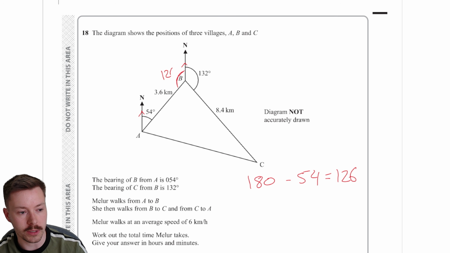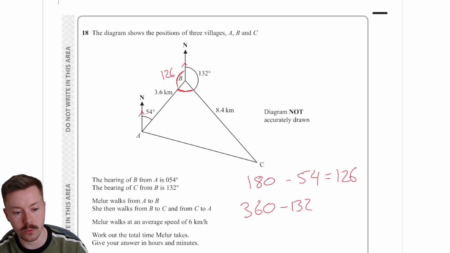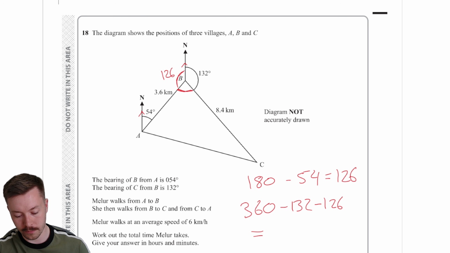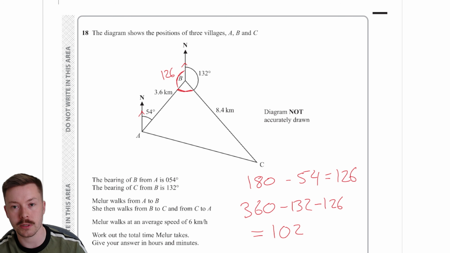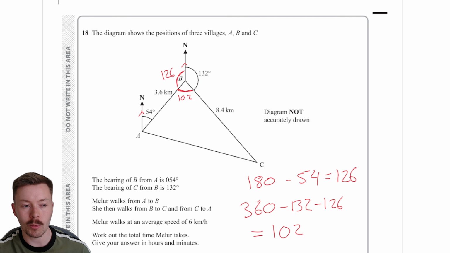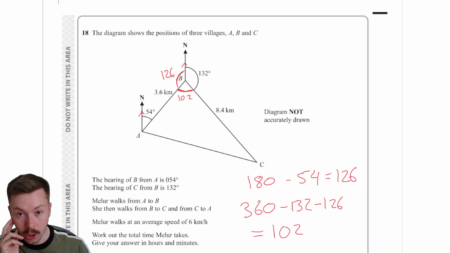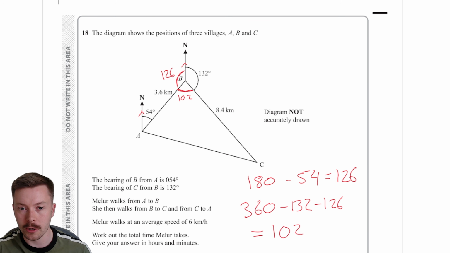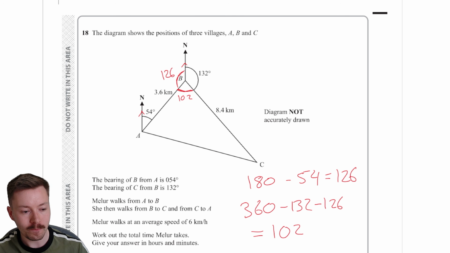So this is 126. We can then work out this angle inside the triangle, angle ABC, by doing 360, take away 132, take away 126, and that will give us an answer of 102 degrees. So that's 102. And we've now got a triangle with 2 sides and an angle in between those 2 sides. What we can then do is use the cosine rule, because including the answer we are going to have 3 sides and an angle. So that tells me that it's cosine.